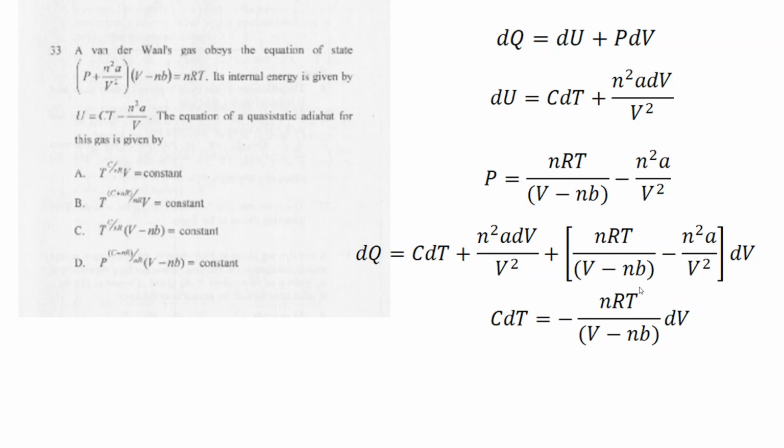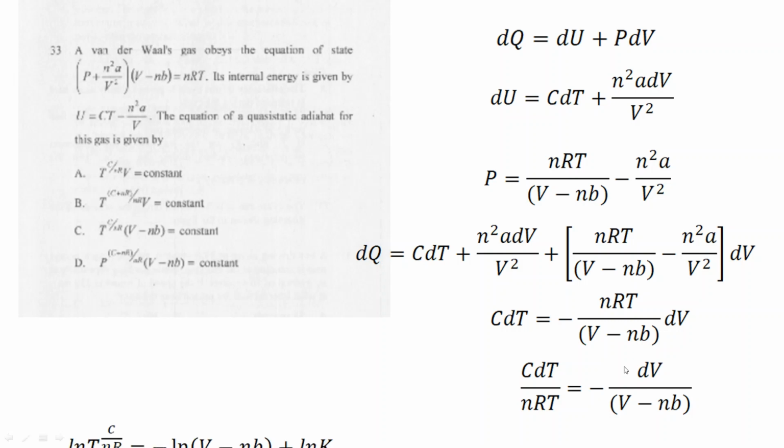Now as usual we have to just integrate this. For that, first of all we need to bring T to the left hand side and nothing else. So we get C dT/(nRT) = −dV/(V − nb). If you integrate this you get ln T raised to C/nR is equal to −ln(V − nb) plus ln k, where we have the constant of integration, and I have taken the constant of integration to be ln k, where k is another constant.